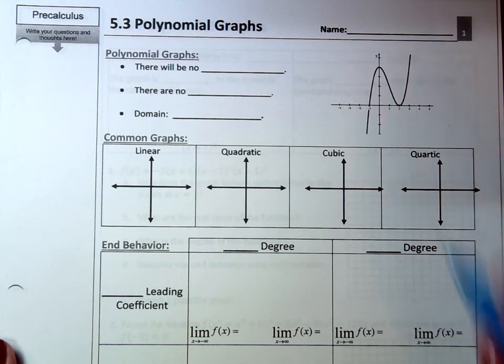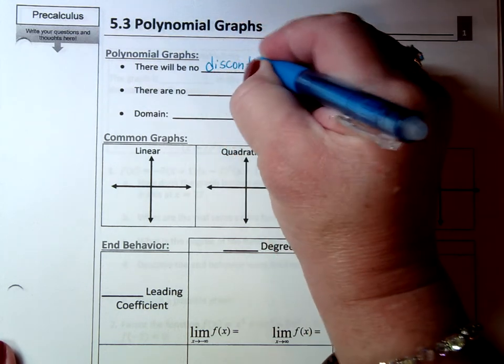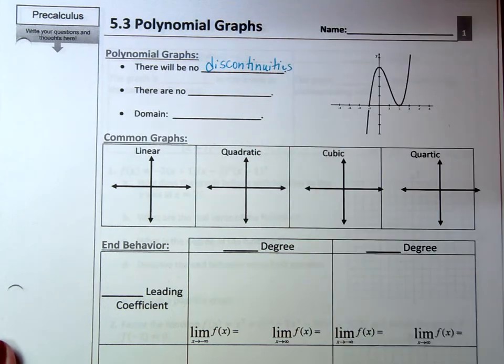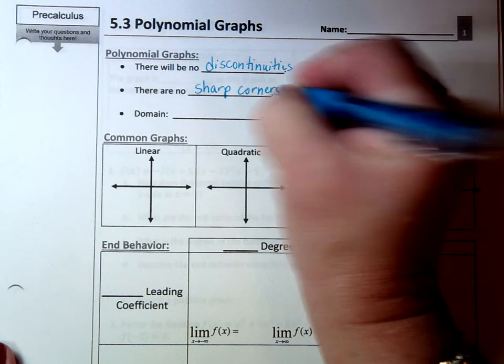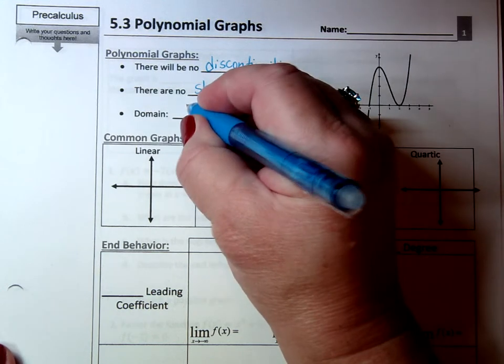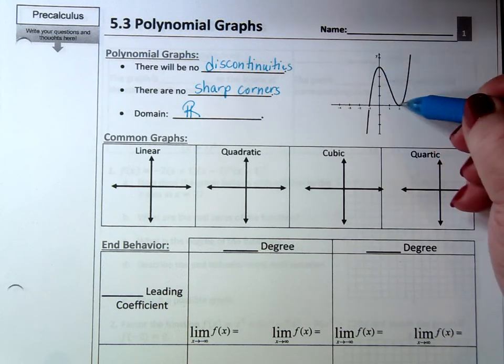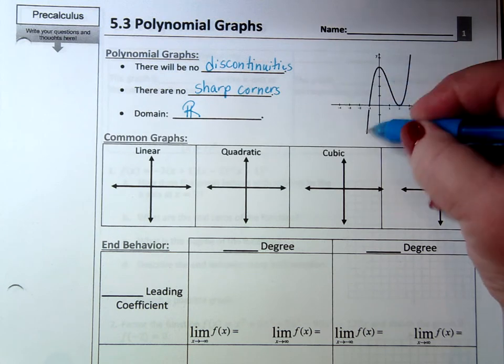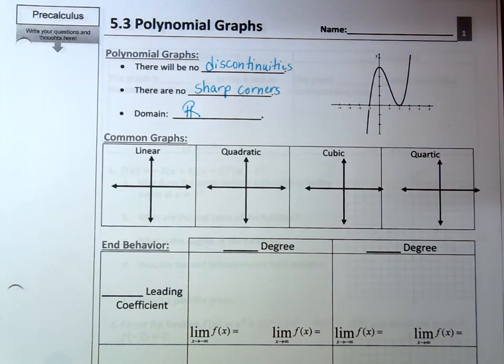So in polynomial graphs, there are going to be no discontinuities. That's your first blank here. Discontinuities. There are no sharp corners. And the domain for any polynomial graph is going to be all real numbers. That's a nice thing, right? We always are talking about domains and ranges. So for this one, the domain anyway is going to be all real numbers. They're always smooth, lovely, curvy type things. They're not with pointy kind of turns. Everything's got to be smooth and flowy. That makes a polynomial graph.